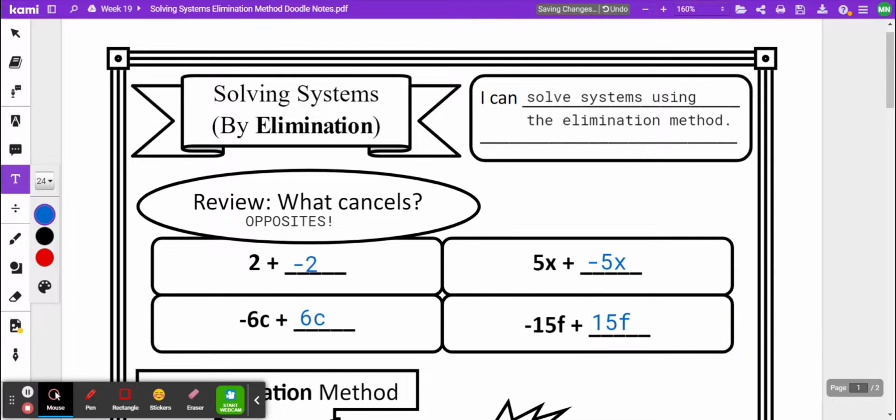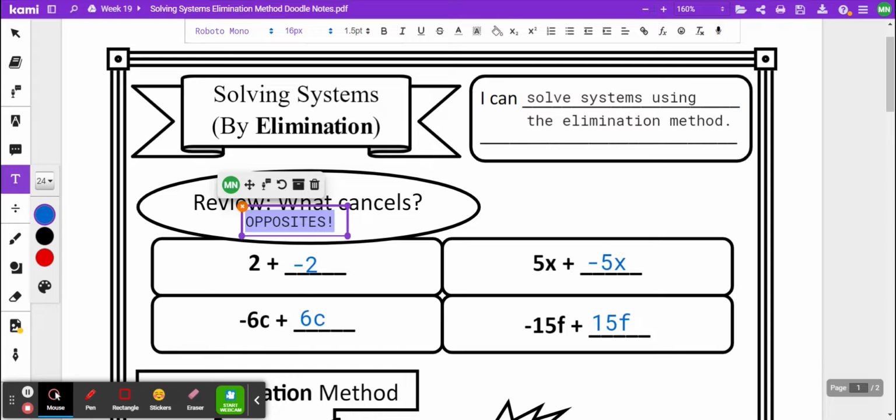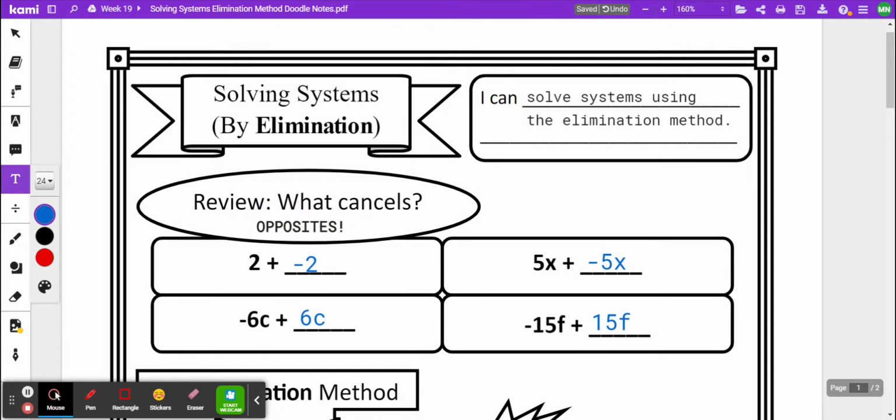So if you add opposites, you'll get 0 pairs. If you have as many negatives as you have positives, it will cancel out. Whether there's a variable there or if it's just an integer, they will cancel out. We're going to use this concept to use the elimination method. All right, so make sure you got that all copied down. And let's move on to the steps of using this method and see how this applies.